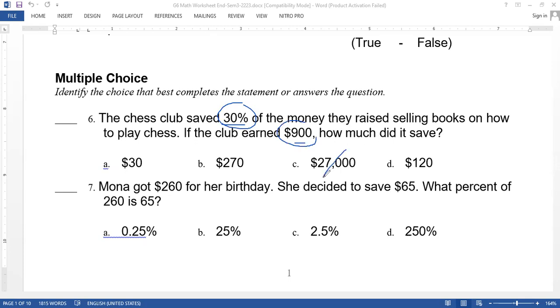Of course, I cancel the answer C, because C, 27,000 could not be part of 900. And of course, we cancel 30, because 30 is not 30% of 900. Now we multiply 30, which is the percent, by the whole, which is 900, and divide by 100.